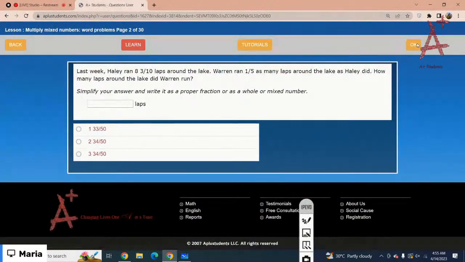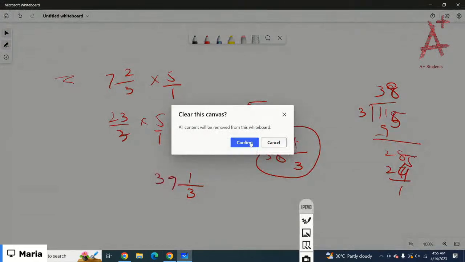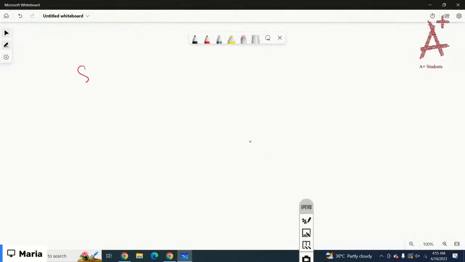Last week, Halle ran 8 whole 3 by 10 laps around the lake. Warren ran 1/5 as many laps around the lake as Halle did. How many laps around the lake did Warren do? 8 whole 3 by 10 times 1 over 5. Got it?